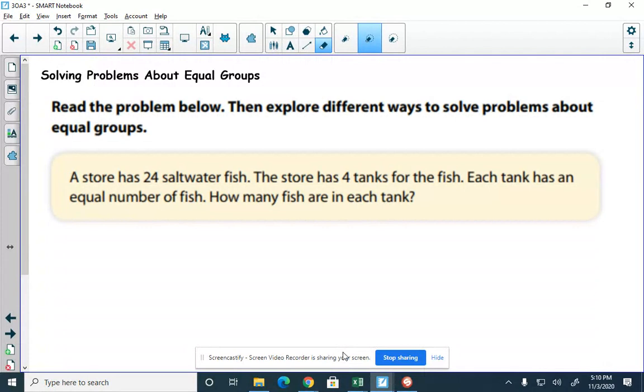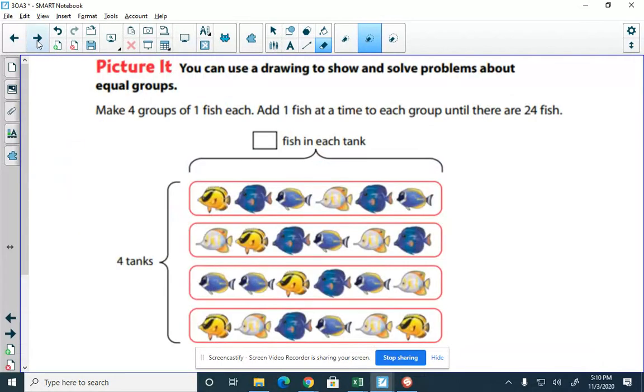about equal groups. A store has 24 saltwater fish. The store has 4 tanks for the fish. Each tank has an equal number of fish. How many fish are in each tank? Well, we can picture it. We can use a drawing to show and solve problems about equal groups.